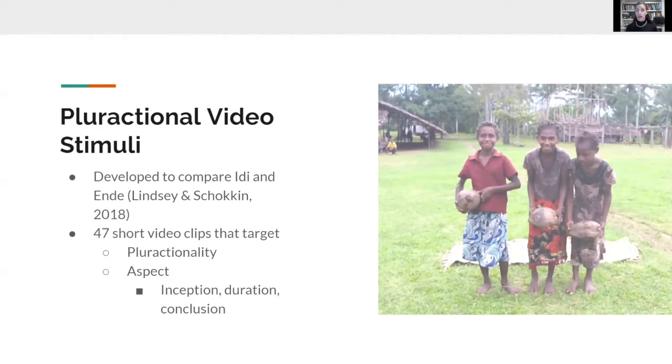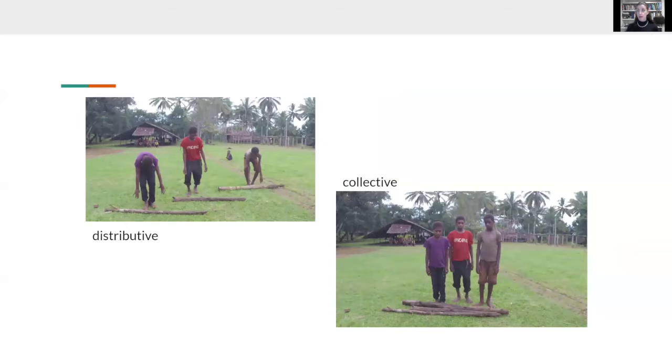The types of pluractional features that we contrasted were subject number, 1 person jumping versus 3 people jumping, object number, 1 person picking up 1 coconut versus picking up 3 coconuts, and event number. So scraping a coconut once versus scraping a coconut 3 times, something like this. We also looked at various aspectual features such as inception, duration, and conclusion of events.